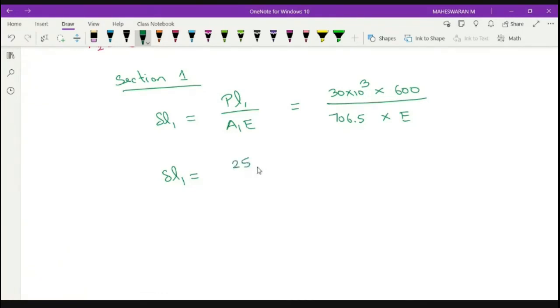25.477 into 10 power 3 divided by E is what we are getting. So let me consider this as equation 1. Now let us go for the next section. Let me go for section 2.